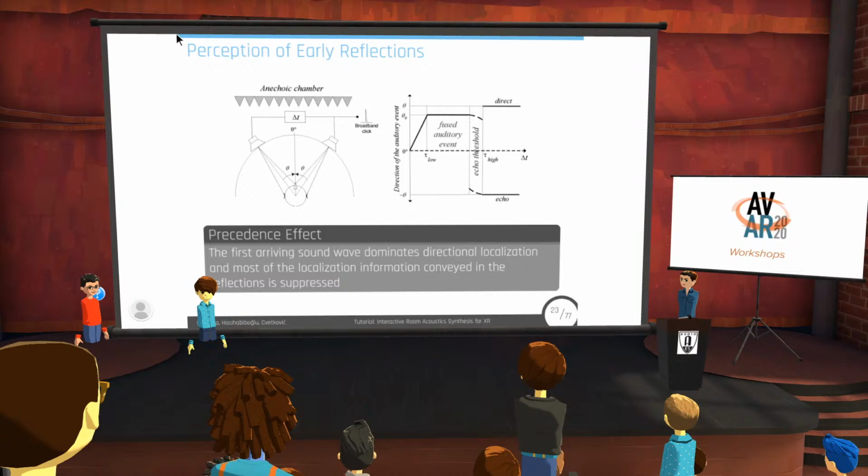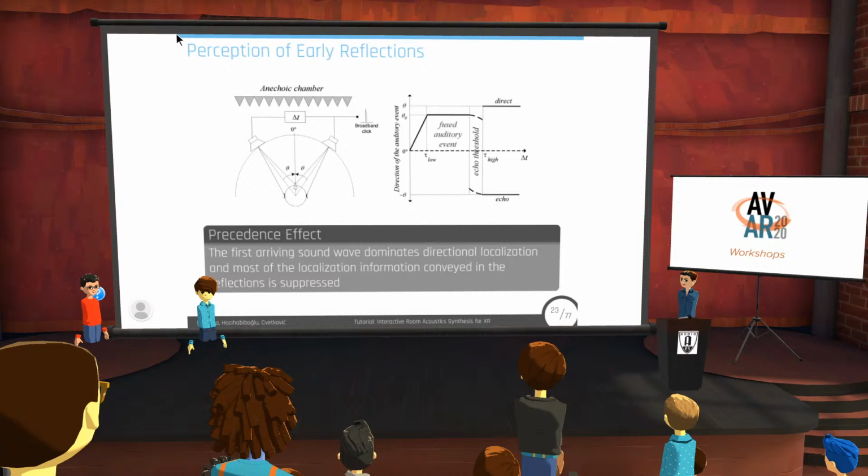So when the delay is 0, you perceive a single auditory event. You can follow this from the figure on the right, where the x-axis is the delay and the y-axis is the direction of the auditory event. So when the delay is 0, a single fused auditory event is perceived at the midline of the 2 loudspeakers. When the delay is increased up to a localization dominance threshold, indicated as tau low in the figure, the auditory event shifts towards the leading loudspeaker, and increasing the delay further does not change the position of the auditory event.